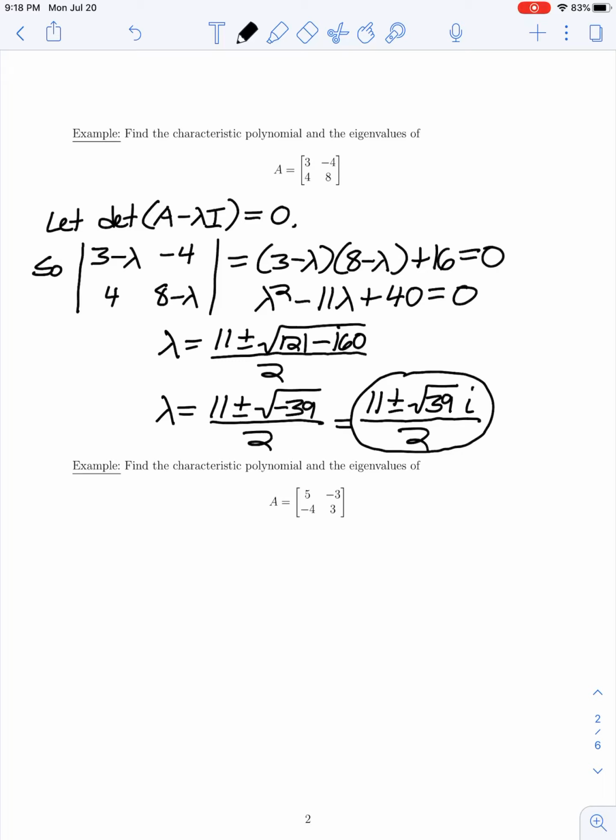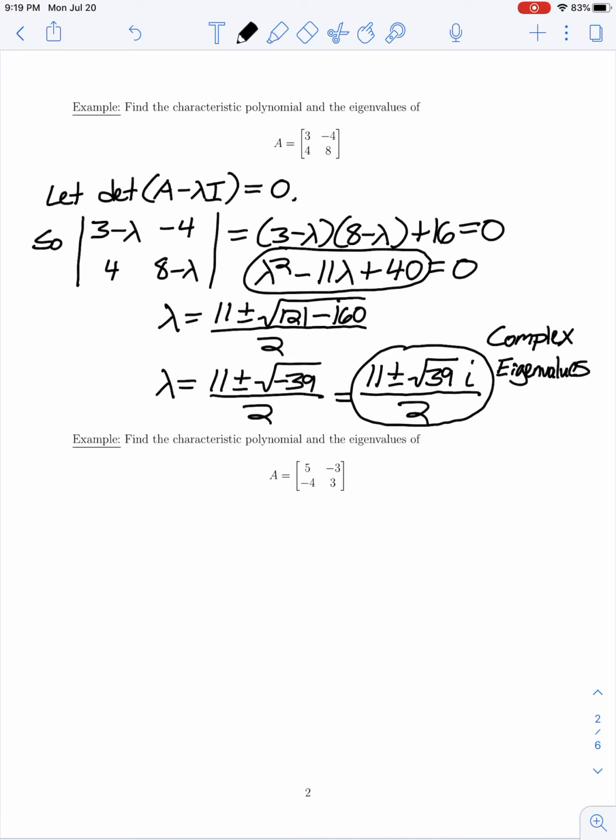So in this case, we have complex eigenvalues, which, as we see from this example, is possible for a 2 by 2 matrix. And we'll discuss complex eigenvalues in more detail a little bit later in Chapter 5. So for this problem, our characteristic polynomial is this quadratic, and we have these complex eigenvalues shown here.